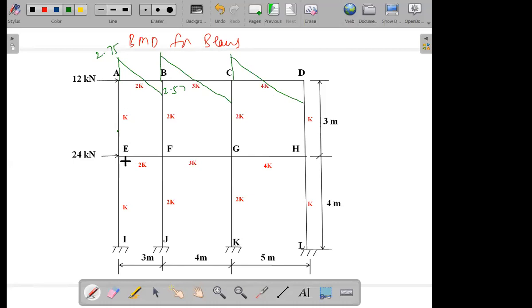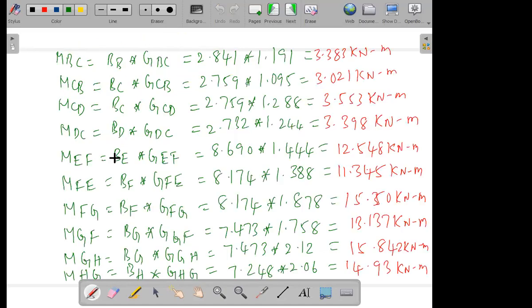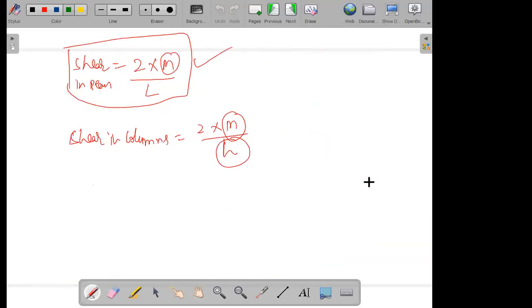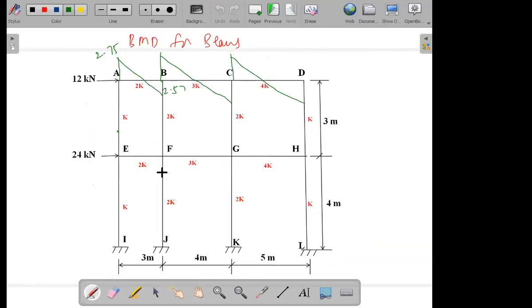Based on the values you got, you have to draw it like this. For example, you know the MEF value. What is the MEF value? This is 12.548. The MFE value is 11.34. So 12.54 here, and 11 point something here. You can draw like this. So this is the bending moment diagram for beams.